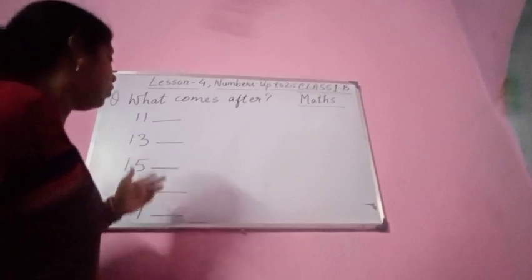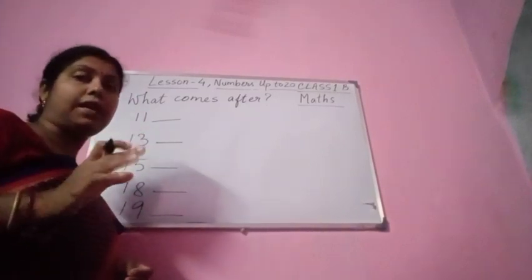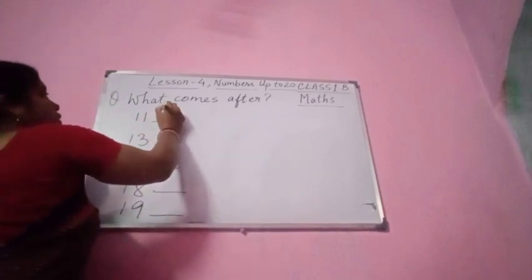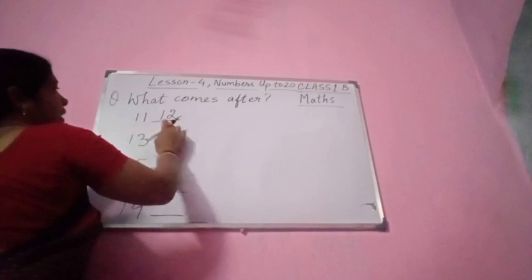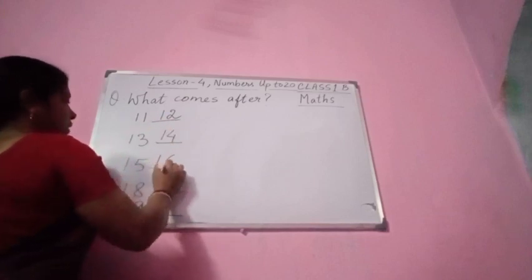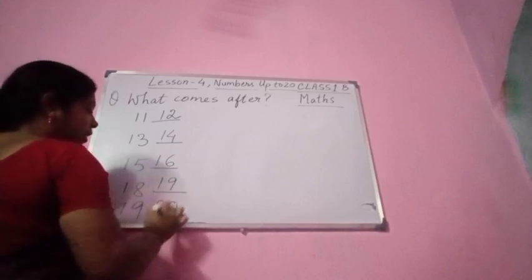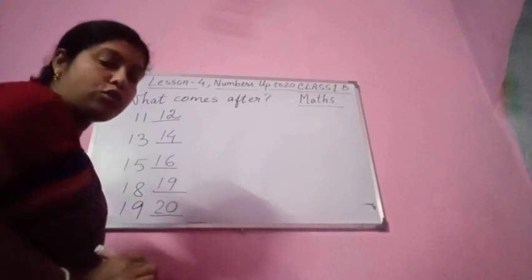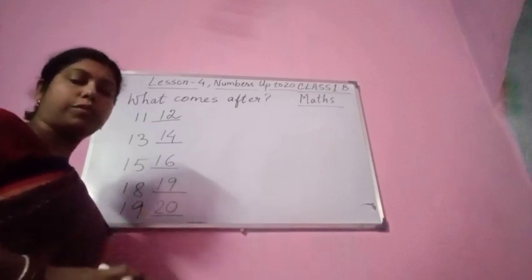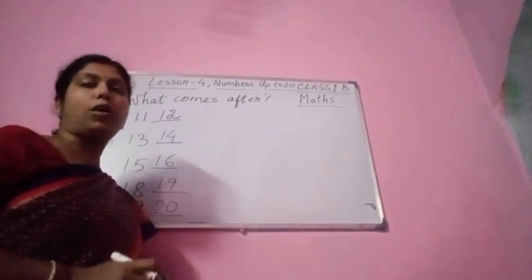1, 2, 3, 4, 5, 6, 7, 8, 9, 10, 11. So you please wait at 11. Now after 11 what comes? 12 comes. After 13, 14 comes. After 15, 16 comes. After 18, 19 comes. After 19, 20 comes, isn't it? So you have to do this: what comes before, what comes between, what comes after. You do this in your books as well as your maths copies.